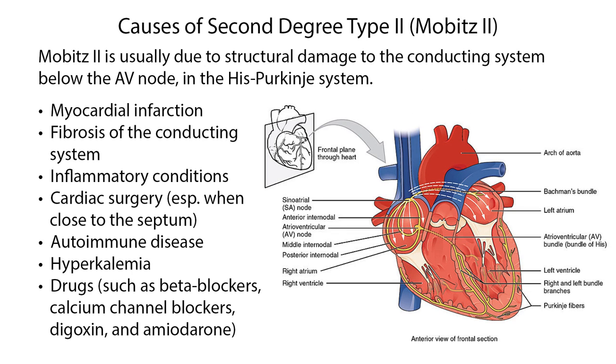Mobitz II is usually due to structural damage to the conducting system below the AV node in the His-Purkinje system. This may be seen with myocardial infarction, fibrosis of the conducting system, inflammatory conditions, cardiac surgery, especially when close to the septum, autoimmune disease, hyperkalemia, as well as drugs such as beta blockers, calcium channel blockers, digoxin, and amiodarone.